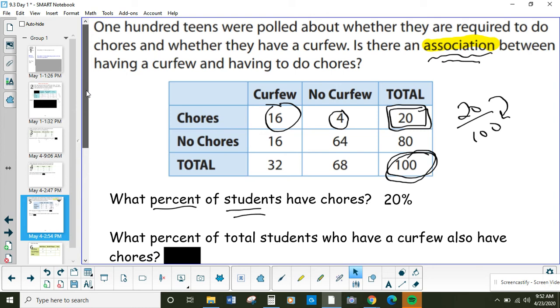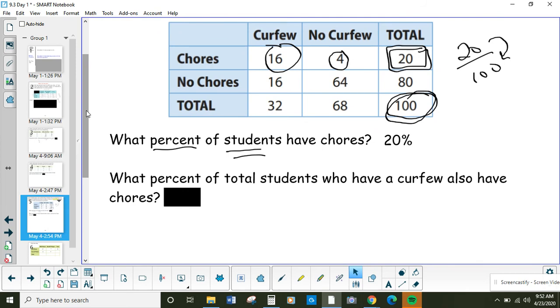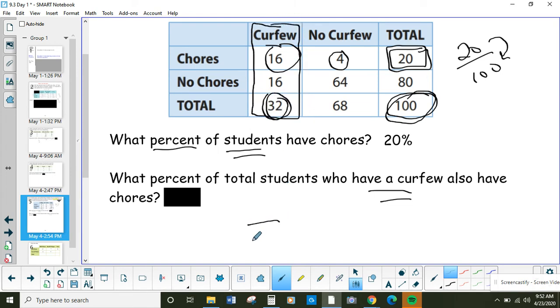Now, how do I know if there's an association? Now we're going to look at a specific group. We're going to find a conditional relative frequency for a specific group. It says, what percent of total students who have a curfew? That's where we get our total. Total of what? Total who have a curfew. So I have to look at curfew now. Everybody that has a curfew, that's where I get my total from this time. My total is 32. What percent of students who have a curfew also have chores? So of those people, 16 have chores. And if you did 16 divided by 32, some of you know that 16 is half of 32, so it's 50%.